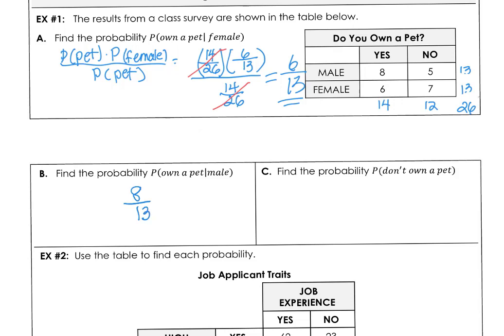And then finally in C, we want to find the probability that you don't own a pet. So there are 12 people that don't own a pet out of 26 that were surveyed. And you could simplify that down. If we divide each term by 2, we would say the probability that you don't own a pet is 6 out of 13 people in that data collection.